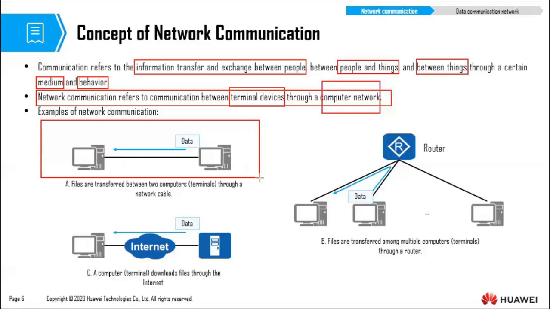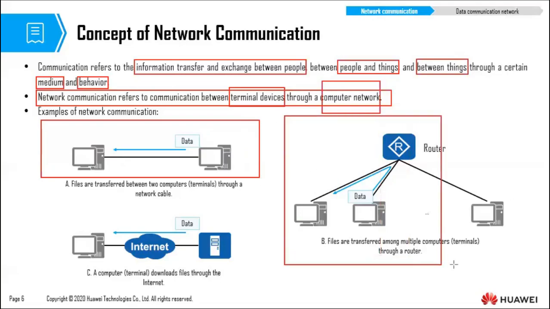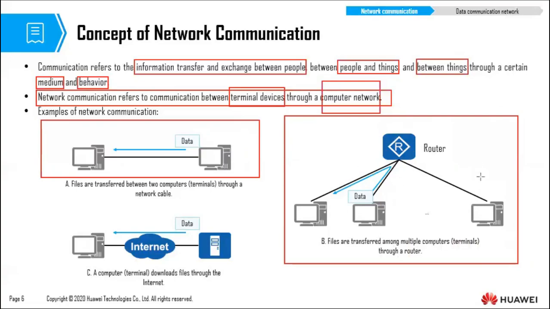Other than that, we can also have this kind of connection where we have, for example, a central device that can share data from one computer to many other computers. For example, here, files are transferred among multiple computers through a central device called a what? A router.